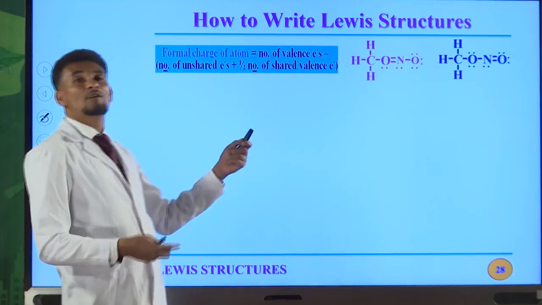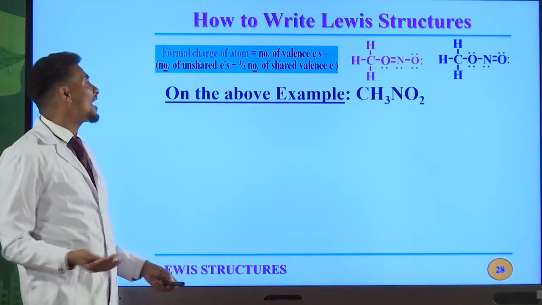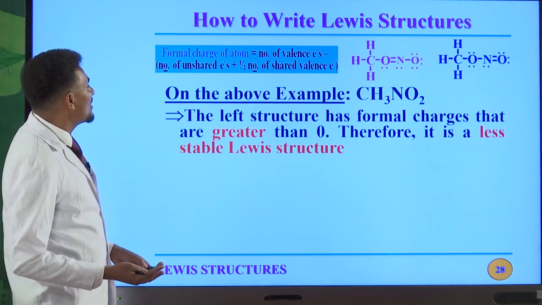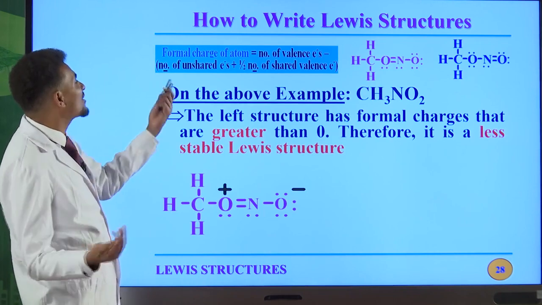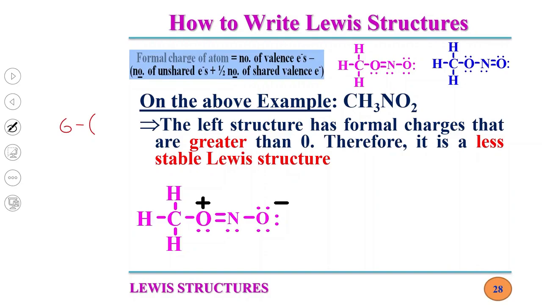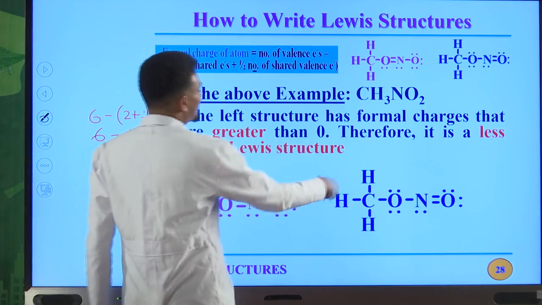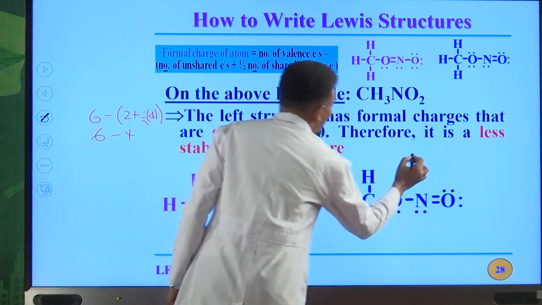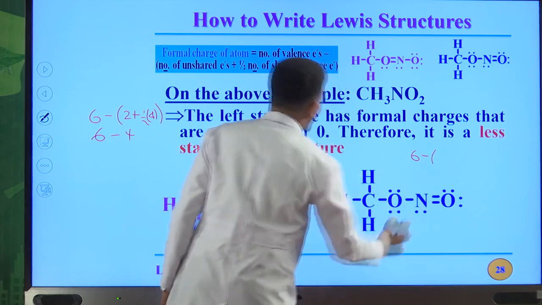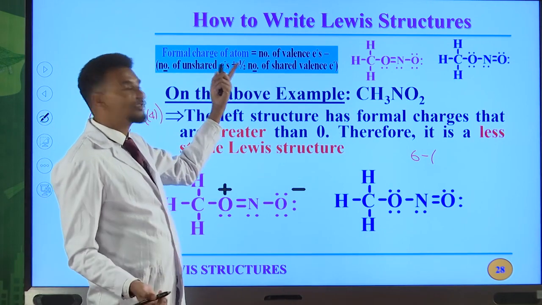So which one is the more stable Lewis structure for the molecule methyl nitrite? So let us calculate the formal charge for each atom. Okay, let me show you only for one atom. For this oxygen atom, let us calculate the formal charge. What is the valence electron count for oxygen? It is equal to 6 minus, what is the number of unshared electrons?